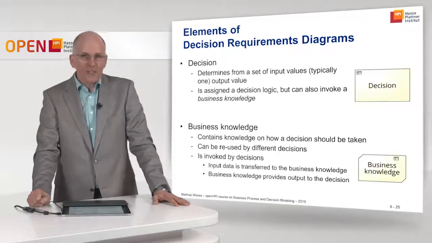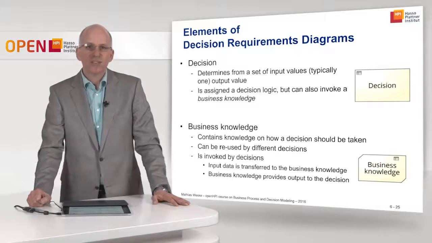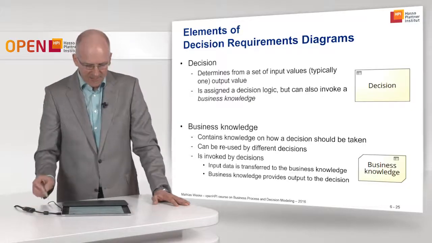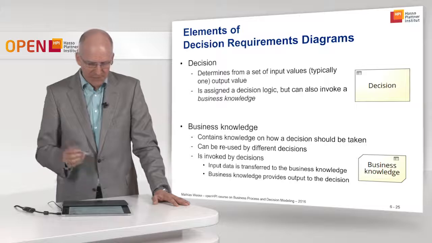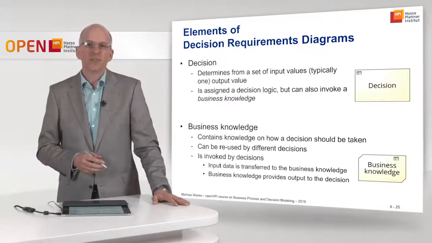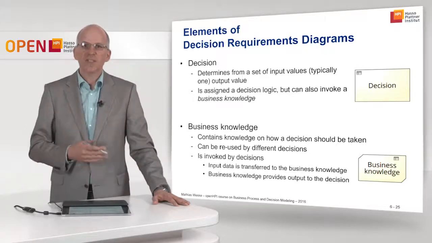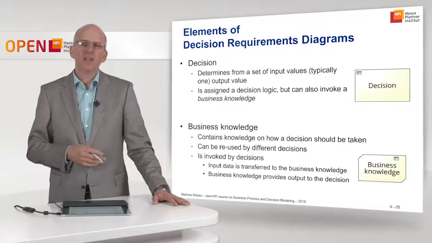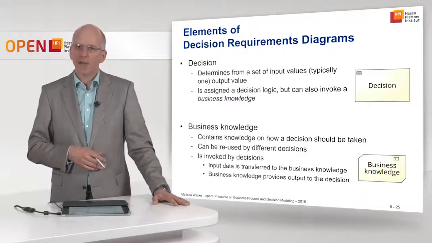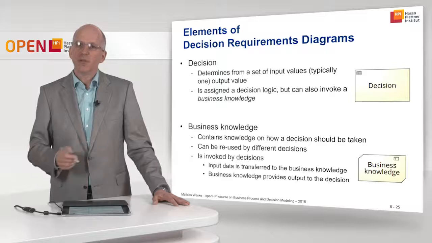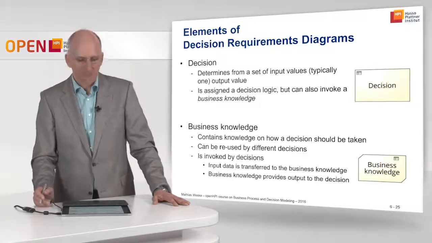So the most important modeling element, of course, is the decision. And the decision determines output values from a set of input values. That's basically what the decision is. Typically, each decision has one output value, but it can also have more than one output value.